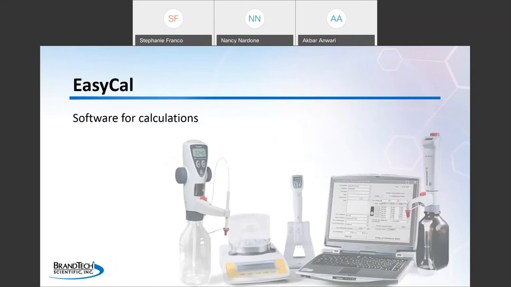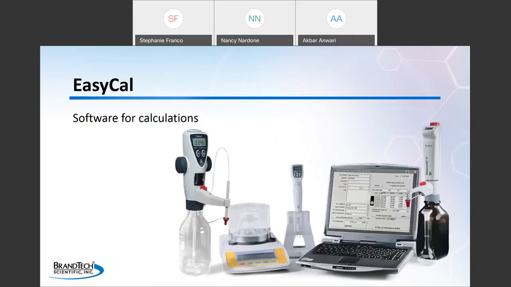Alternatively, you could take advantage of a software package like Bronze EasyCal, which is a free download, and that will do all of the calculations for you. It also helps to track instruments. You simply input the same information that you'd put into a spreadsheet, enter the measurements, and the software will do all the calculations and even generate a report for you.